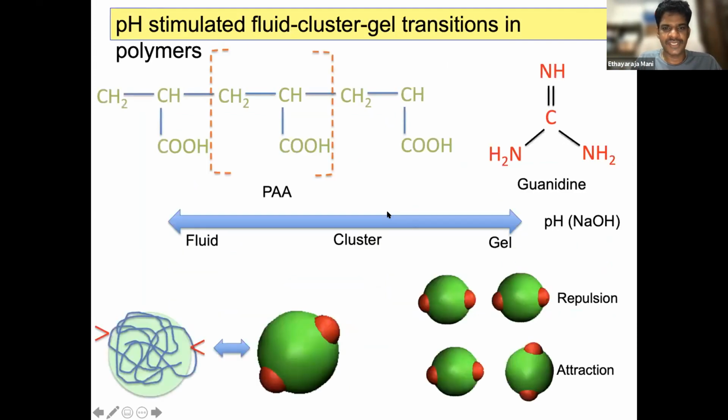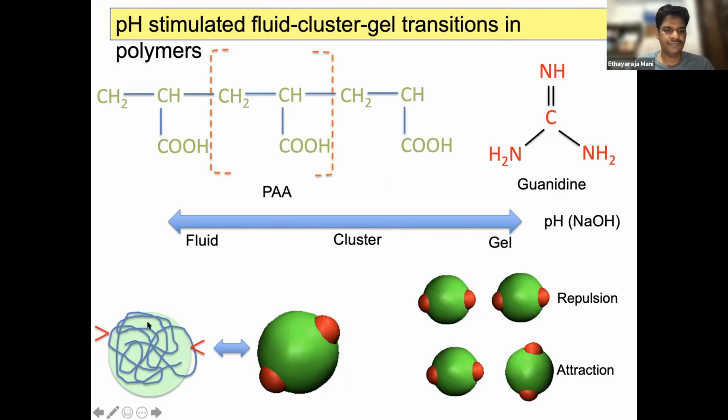I'll skip this. Another project that we worked on recently using this patchy model is looking at gelation of polymers, PAA, polyacrylic acid. This is a water-soluble polymer, and when it is mixed with guanidine and you change the pH, you can change the structure of the polymer solution from a water-like fluid to a cluster phase to a gel phase. And what we did was coarse-grain this by looking at it as patchy.